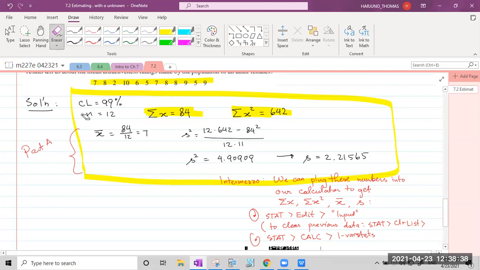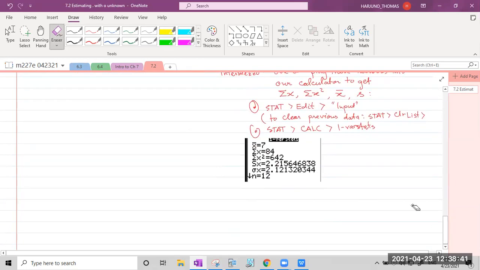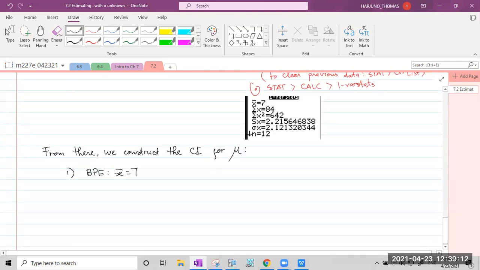Okay, now next, from there, we construct the confidence interval. Step 1, the best point estimate is X bar, which is 7. And then the critical value, the T critical, the confidence level is 99%.